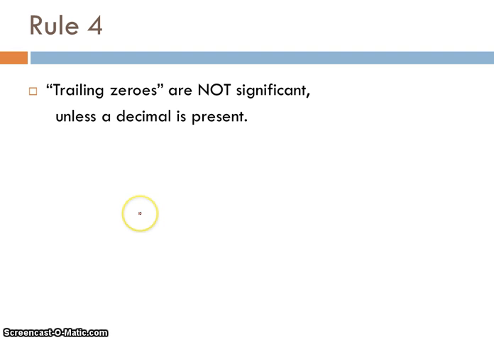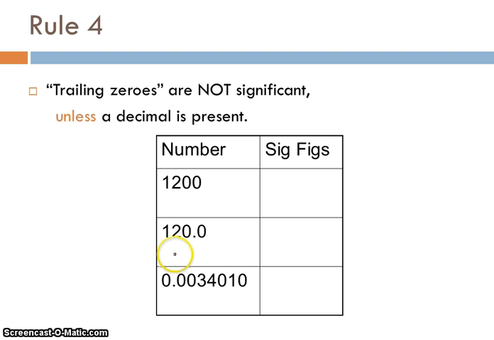The next rule deals with what I often call trailing zeros. These are placeholder zeros at the right-hand side of a number, and they're not significant unless there's a decimal present in the number, anywhere in the number. So let's look at some examples. The number 1,200. There are 2 trailing zeros there, but you'll notice there's no decimal written in the number. This is a detail that is really important. Because there is no decimal, those zeros are not significant. There's only 2 sig figs in that number.